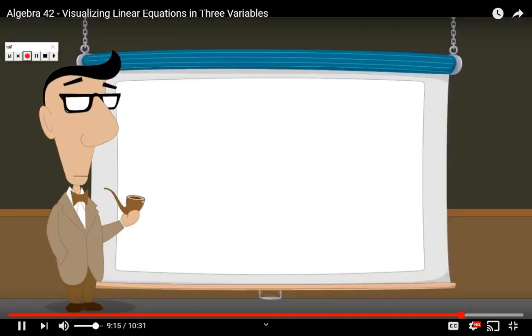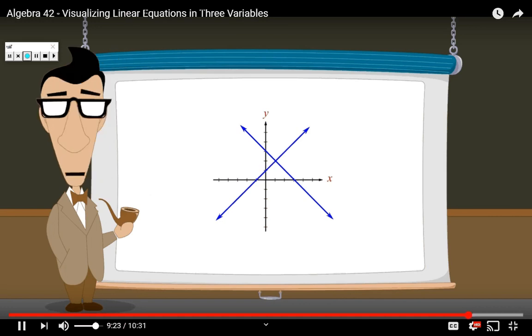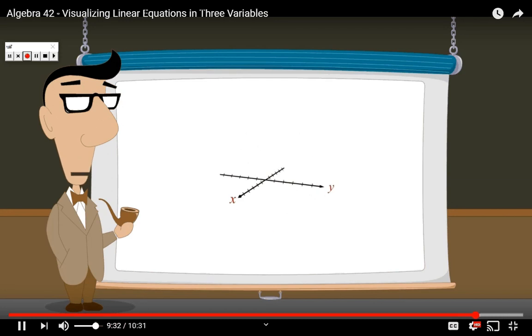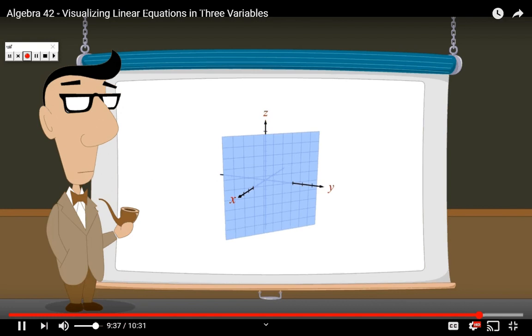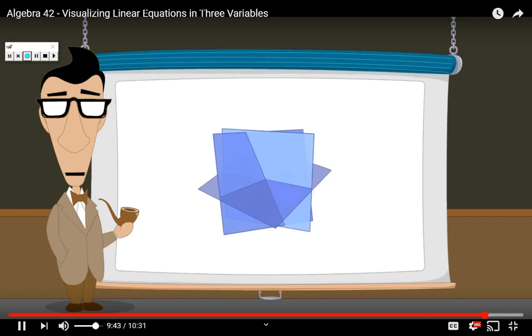We have seen that systems of 2 linear equations in 2 variables can be represented graphically as lines in the Cartesian plane, and the solutions of these systems correspond to the points where the lines intersect. In systems of 3 linear equations in 3 variables, the equations are represented as planes in Cartesian space. Each plane may be oriented at any angle, and positioned anywhere in space relative to the other planes.